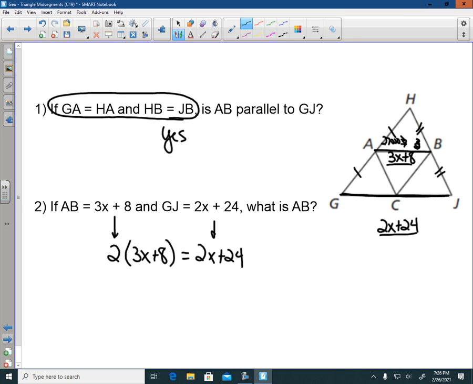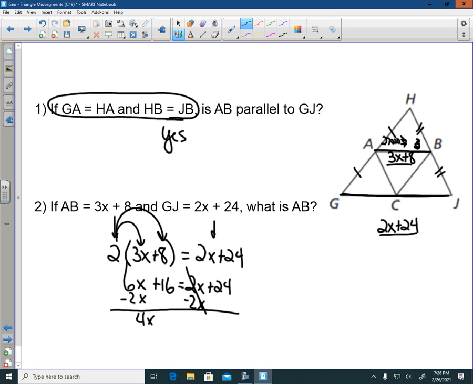All right, let's solve it. 2 times 3x is 6x. 2 times 8 is 16. And that's going to equal 2x plus 24. I'm going to subtract 2x from both sides. And that creates this cancellation here. 6x's minus 2x's is 4x's, plus 16 equals 24.